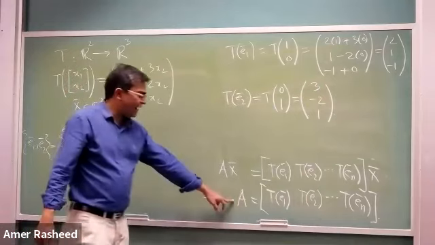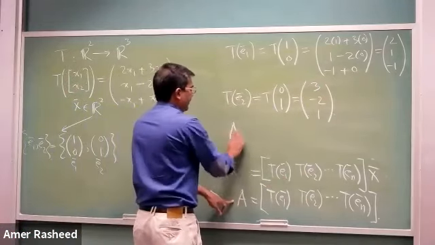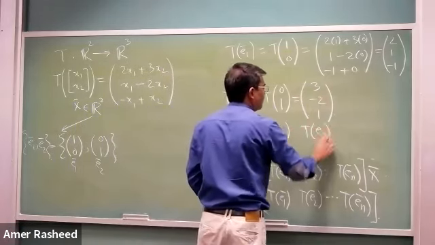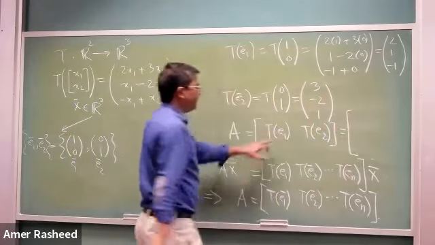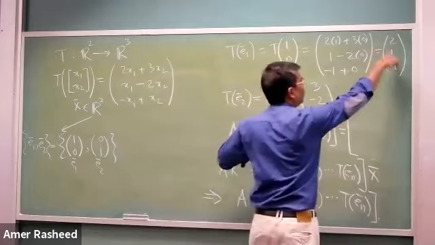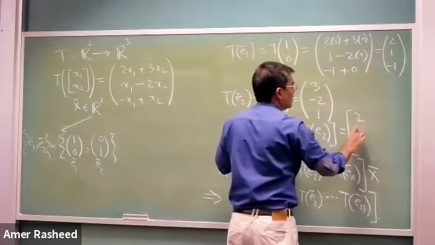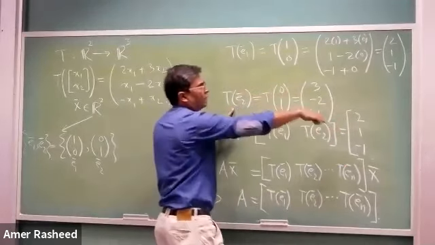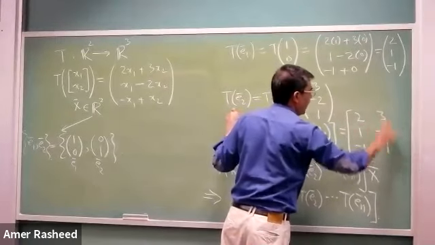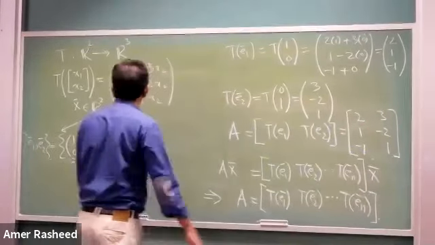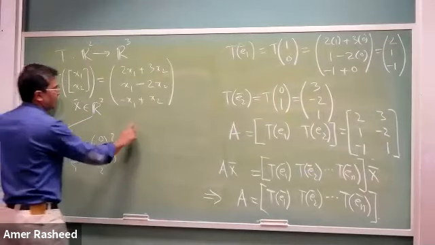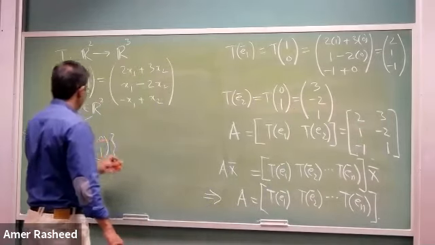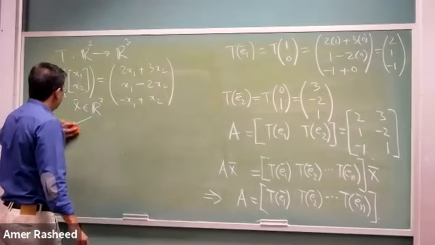Now what is your standard matrix here? According to the definition, the standard matrix is T of E1, T of E2. T of E1 is a column vector, so you put this whole column here: 2, 1, minus 1. And T of E2 is this whole column, you put this column here: 3, minus 2, 1. So this is your standard matrix A. So corresponding to this transformation, if you want to write this transformation in the form of a matrix transformation, then it would be what?